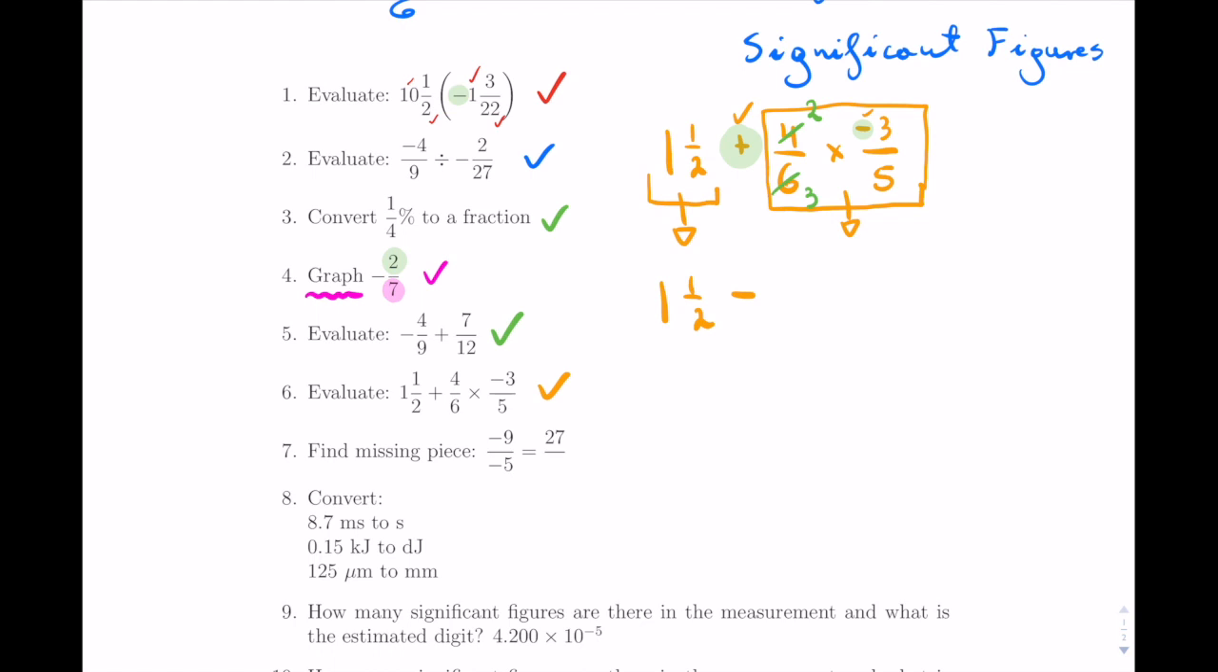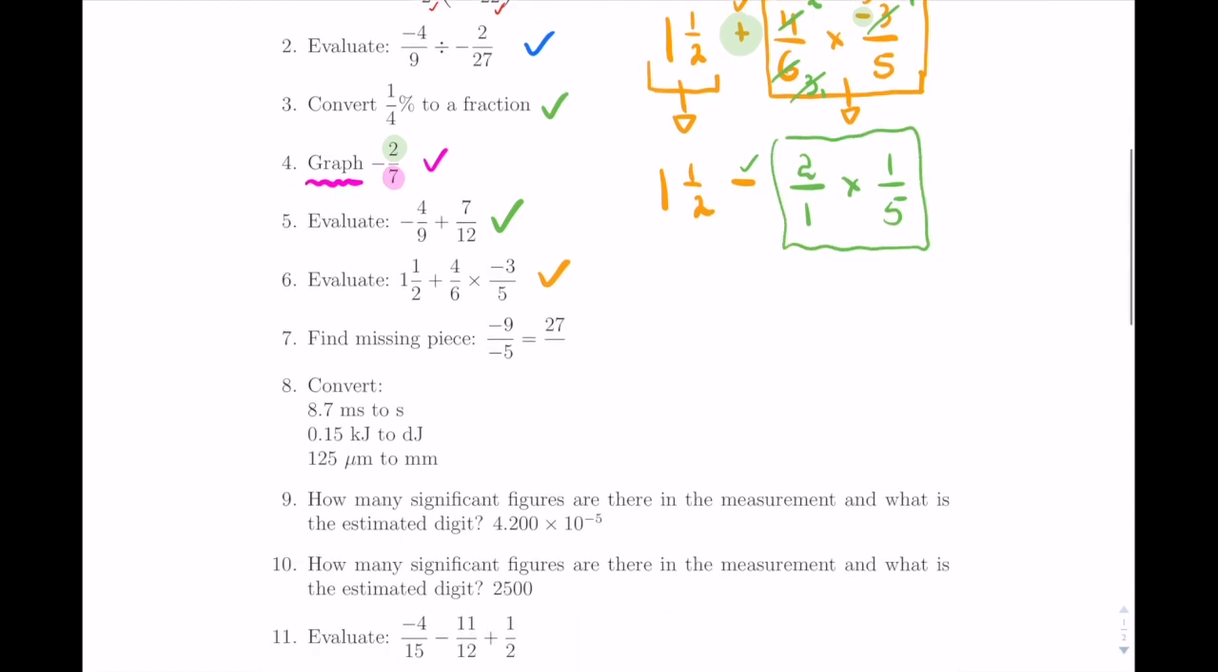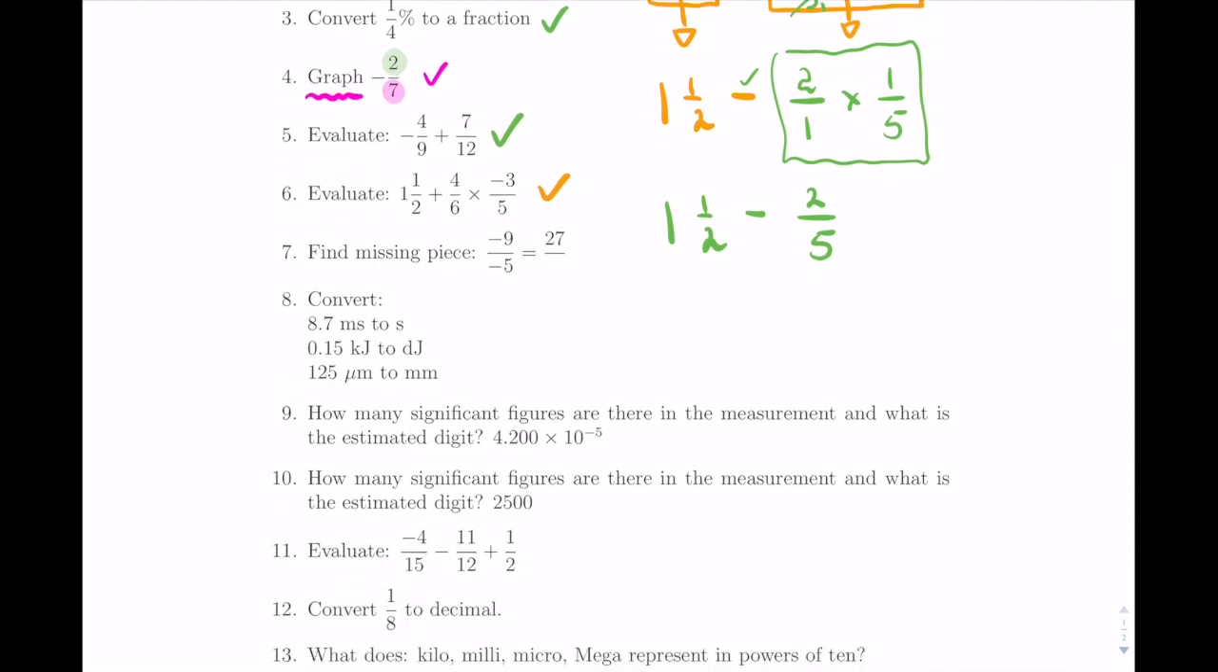However, this 3, I notice, can be reduced with this 3. So this is going to be just 1. So what I actually have is 2 over 1 multiplied by, now again, remember the negative is gone because we put it there. So I have 1 over 5. I can't really reduce this any further because I have a 2 and a 5 there at the bottom. So I have 1 and 1/2 minus 2 over 5. Okay, so this is what I have.